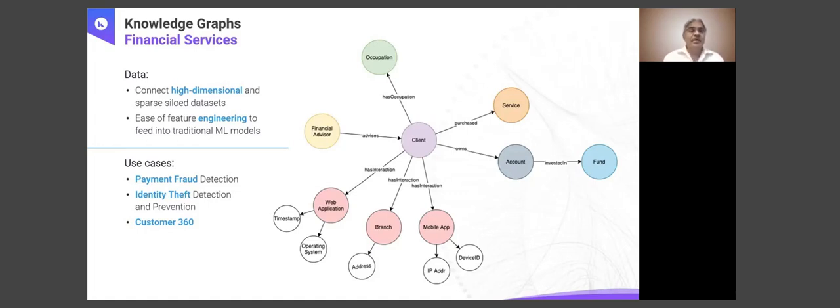And then what we need to do in this particular area is to feed these graphs into traditional machine learning models in order to do things like fraud detection and so on.